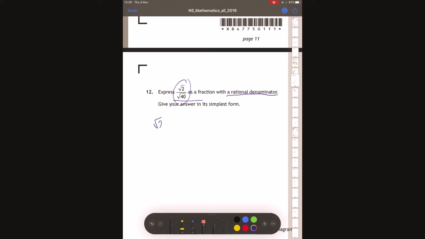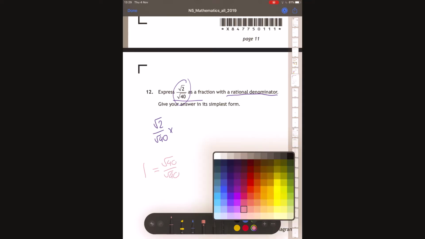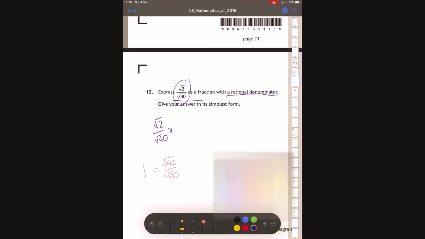Well, we do root 2 over root 40 times, we times it by 1. What we're doing, 1, in this case, can also be expressed as root 40 over root 40. That's all we're doing. We're just timesing it by 1 so that we get the same answer, but we get root 40 times root 40 in the bottom. Root 40 over root 40. That is root 2 times root 40 is root 80 over 40.